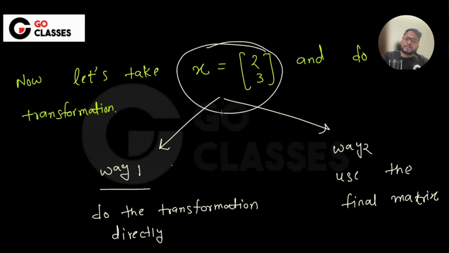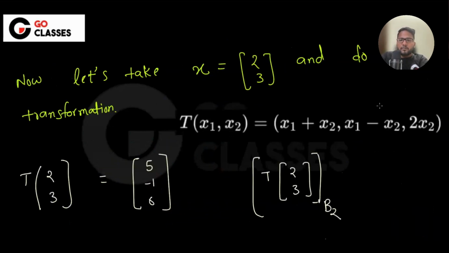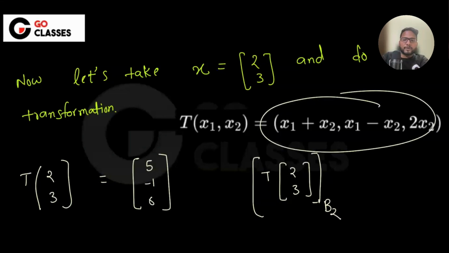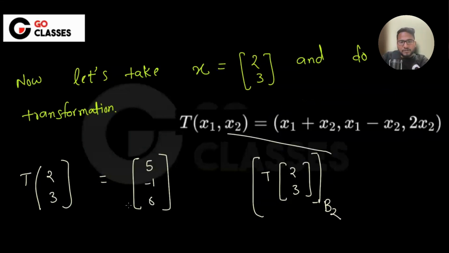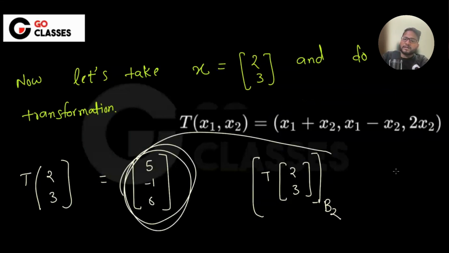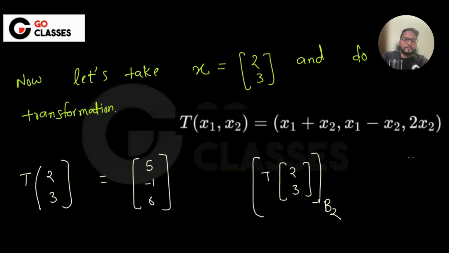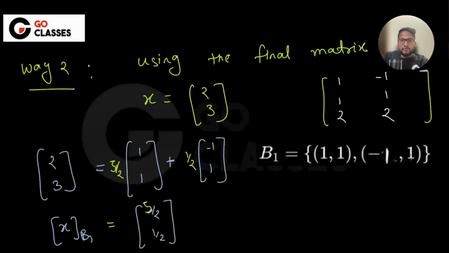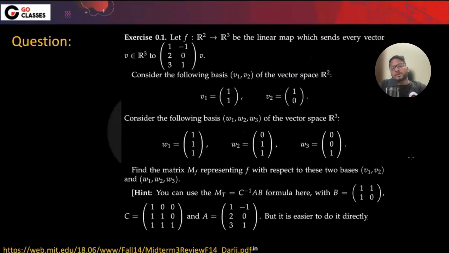If it is in a standard basis, I can directly use the formula of T. For example, this is the formula of T. I can directly use it, and then once I get this, which is this one, then I can represent this in the B2. Or maybe I can directly make use of the matrix that we have got. Okay, let's do one thing.